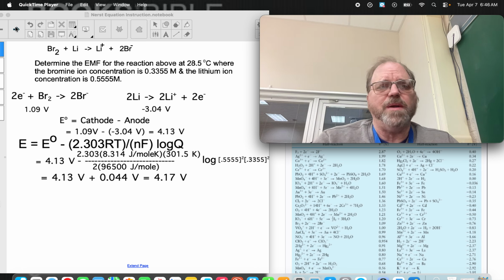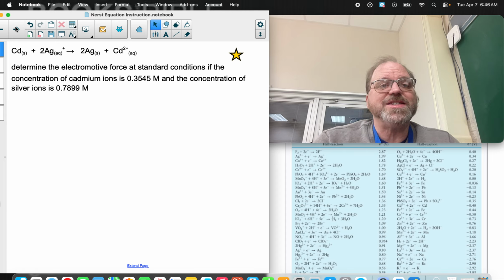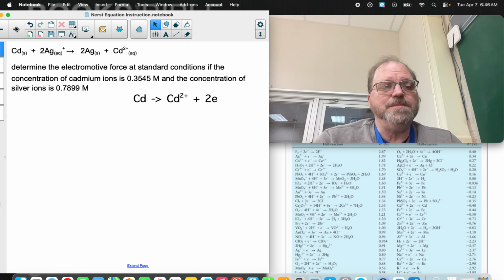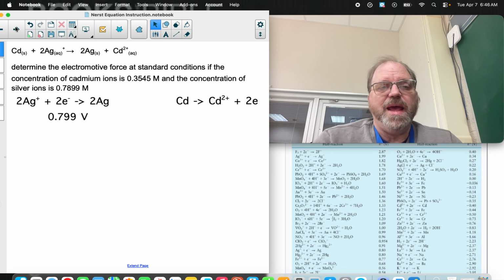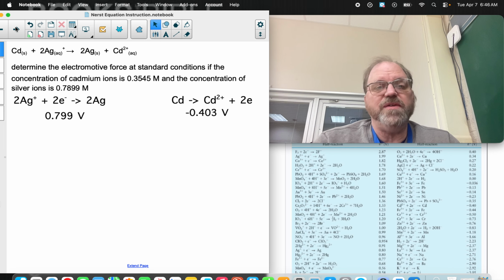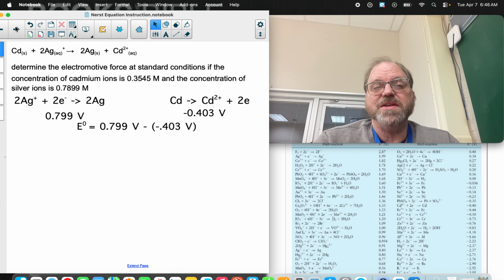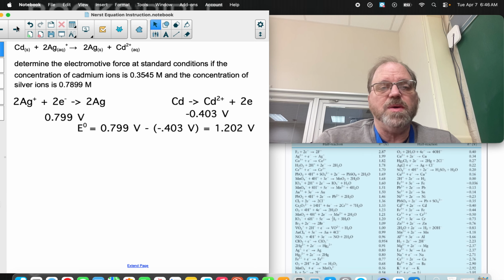All right, let's try another one. This time we're going to do it at standard conditions for cadmium and silver ion. So we split the reactions again. Okay, so we have 0.799 volts and negative 0.403 volts. So this is my cathode, I am gaining. This is my anode, I'm losing. So we subtract those through, get 1.202 volts.